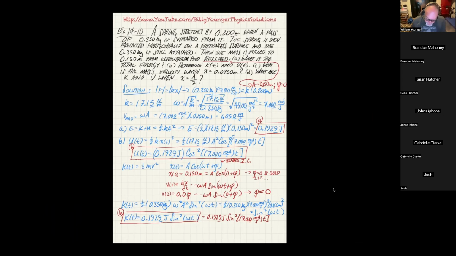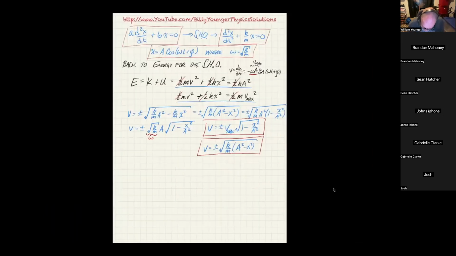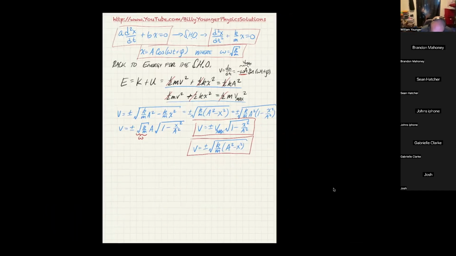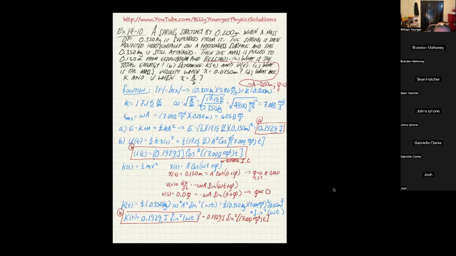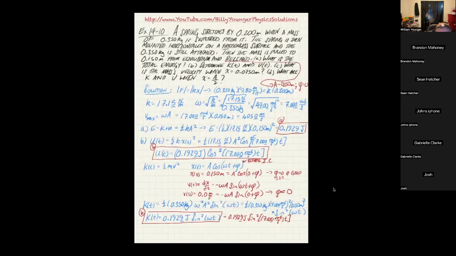So we've got part B. Part C, they're asking us to determine what's the mass's velocity when x is equal to 0.0750. Now, if we look, we actually computed that already. We know v is equal to plus or minus v max times the square root of 1 minus x squared over a squared. So I'm going to use that one. Of course, I could use the other one too. Doesn't really matter too much.